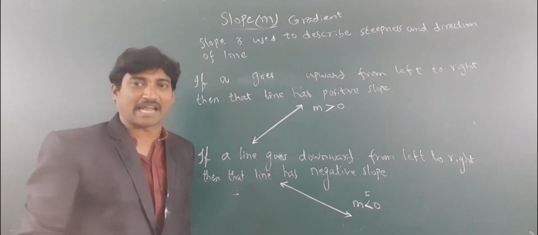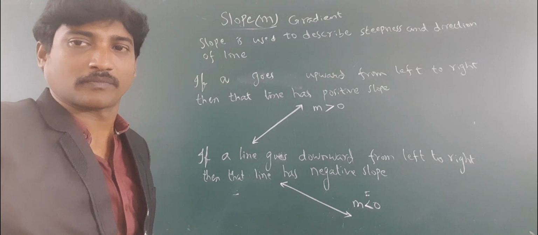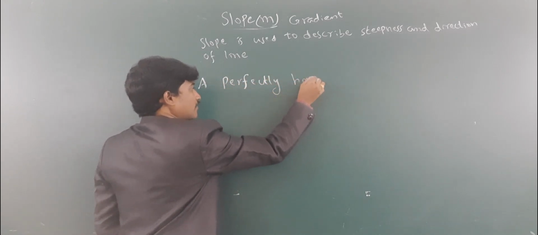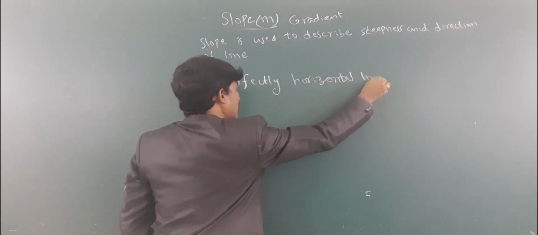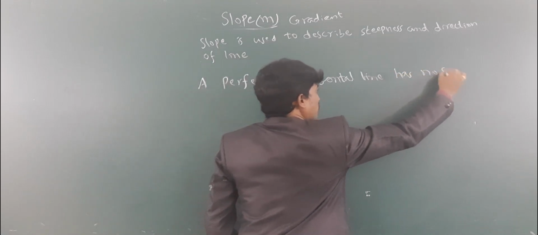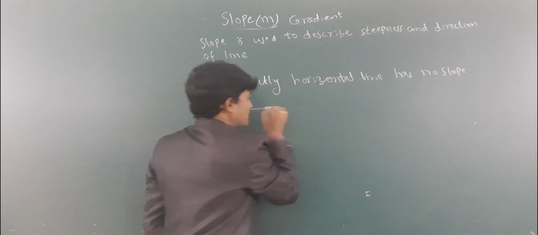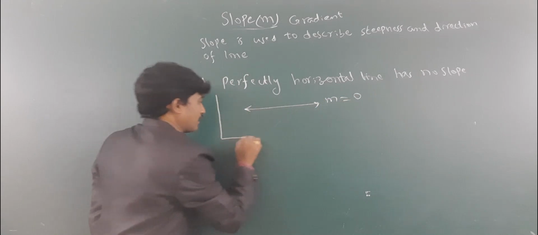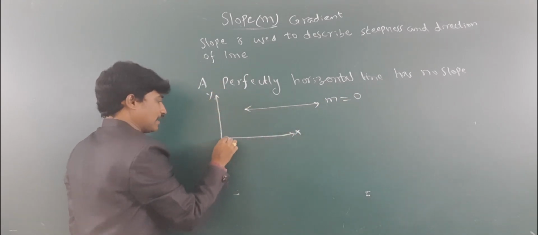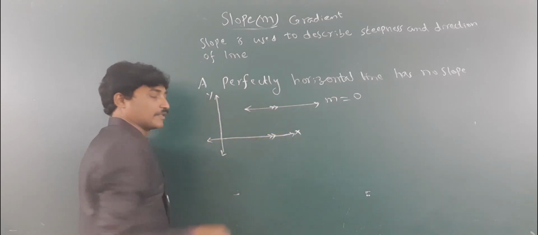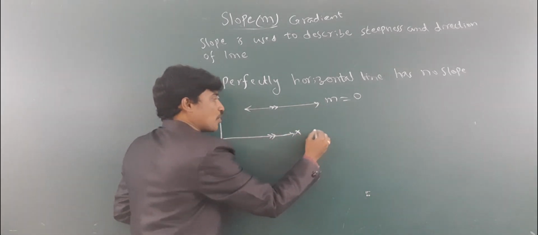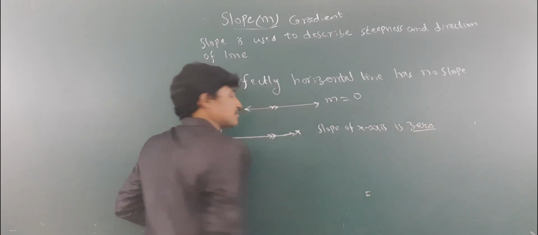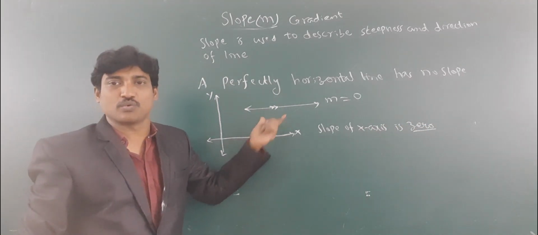A perfectly horizontal line has slope m equal to 0. See, a perfectly horizontal line is parallel to x-axis. So this line's slope is 0, and slope of x-axis is 0. Slope of x-axis is 0 and slope of a line parallel to x-axis is 0.